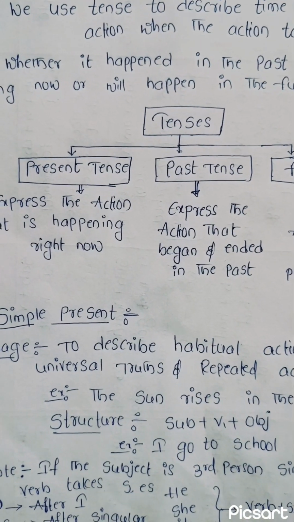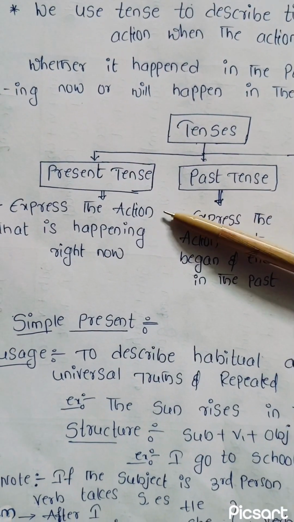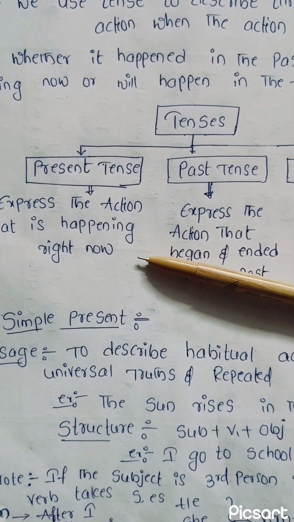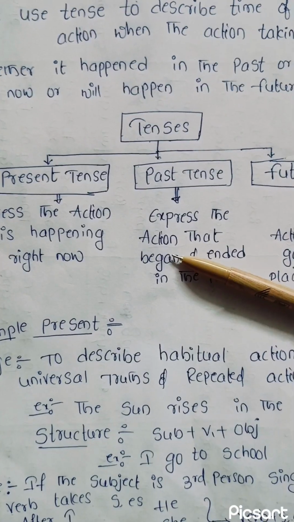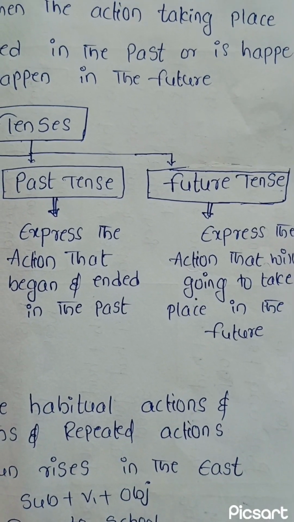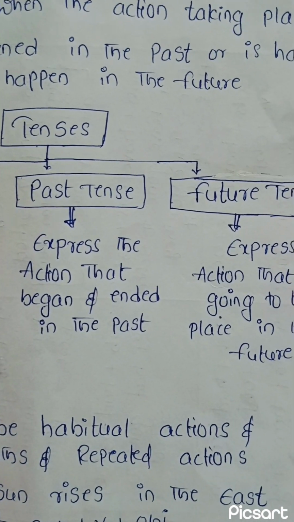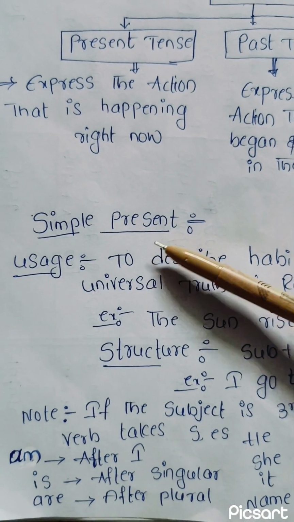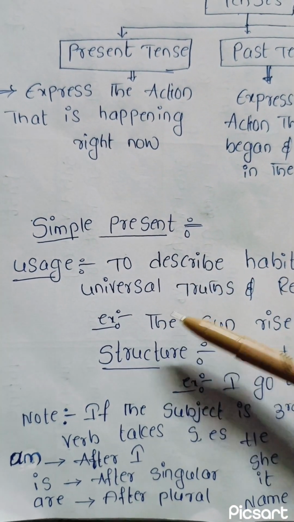Basically, there are three types of tenses: present tense, past tense, and future tense. Present tense expresses the action that is happening right now, ongoing actions. Past tense expresses the action that was completed in the past. Future tense expresses the action that is going to take place in the future. Present tense is again divided into four types: simple present, present continuous, present perfect, and present perfect continuous.